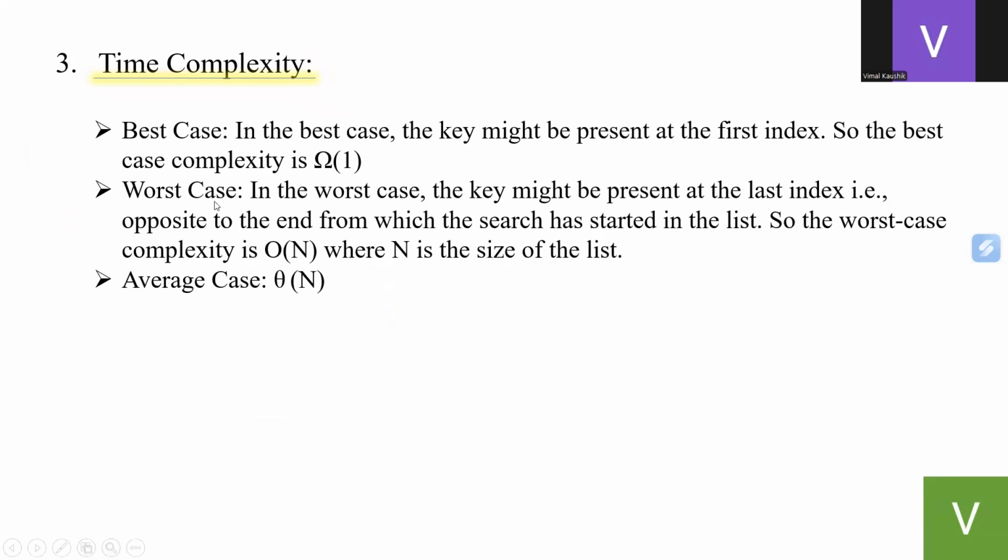Similarly, in the worst case, if the element is found at the last element of the array, then we call it the worst case time complexity. In that case, the time complexity will be big O of n, where n stands for the size of the list. Similarly, the average case is theta of n, where n is the size of the array. So this is about time complexity.